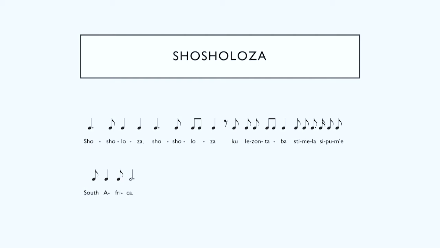That's what's happened on the syllable lo. You'll see it again on the syllable ta for lezontaba. You'll see that 2 of the quavers are joined together. So those are still quavers. Even though they are joined together, they are 2 separate notes. I'm going to clap the rhythm and then you'll hear how it works.